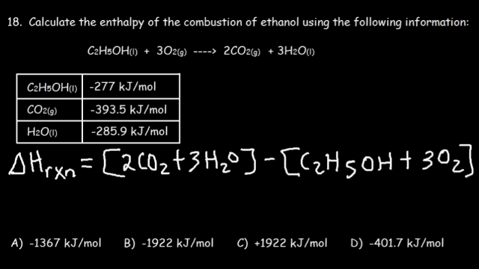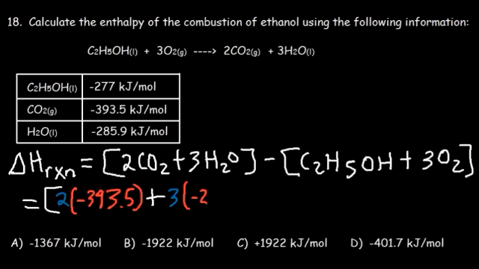So now we can plug in what we have. So we have 2 carbon dioxide molecules, each with a value of negative 393.5, plus we have 3 water molecules, each with a heat of formation of negative 285.9. Now the value for ethanol is negative 277. And oxygen is a pure element in its standard state, so it has an enthalpy of formation of 0.